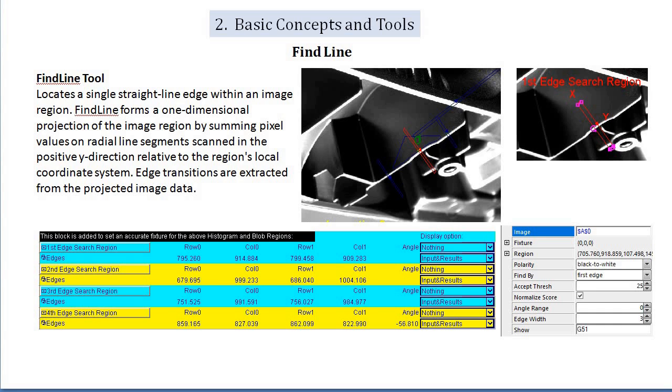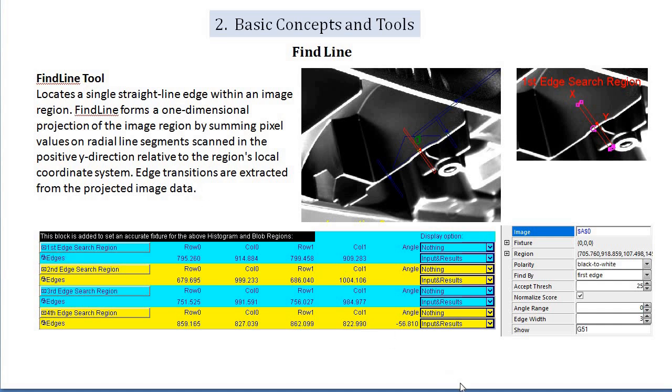Now let's take a look at the major tool that we use in our accurate location search. The name of the tool is the Find Line tool. What it does is that it tries to find one or more edges along the y direction in the search region. It typically pairs with the region edit tool. So here is one pair. Here's the region definition, and then this one is the Find Line tool.